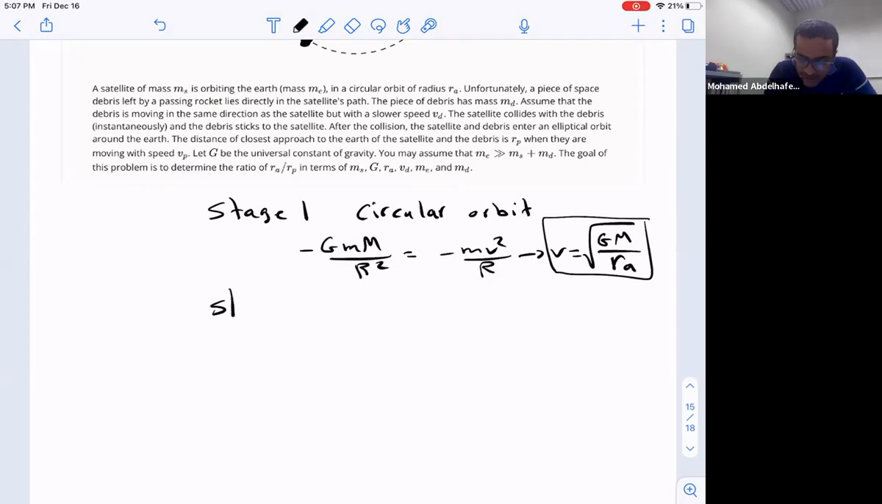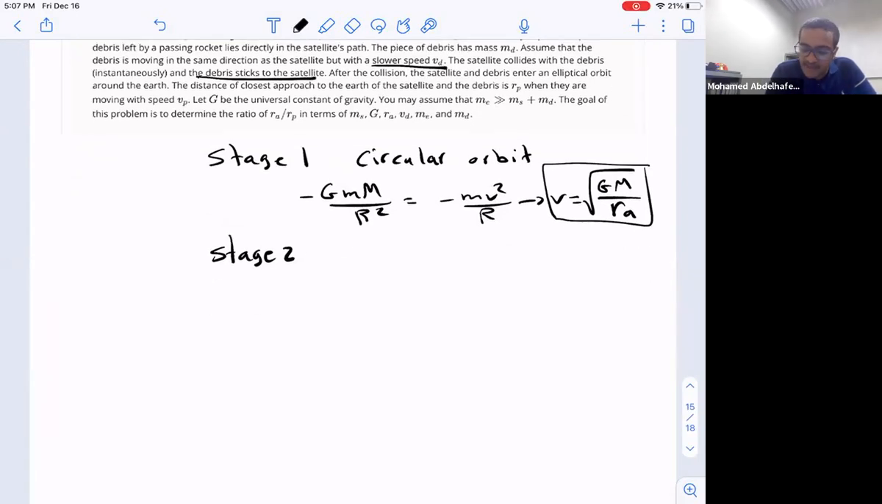Then the second stage: if you read this problem, it collides with this debris and sticks to it, and the debris was moving with VD. So stage two is the collision, and you do the collision separately. Now this is just a simple collision with conservation of linear momentum. We don't have rigid bodies here, just two point masses colliding. You don't have to worry about anything other than momentum.